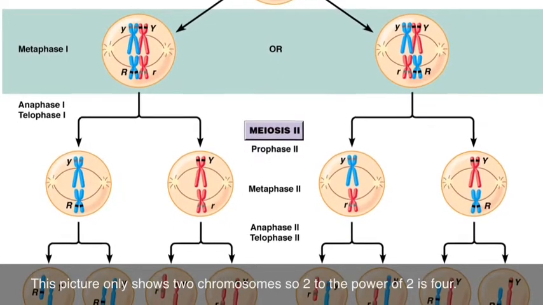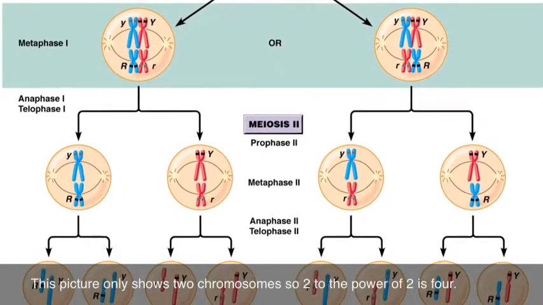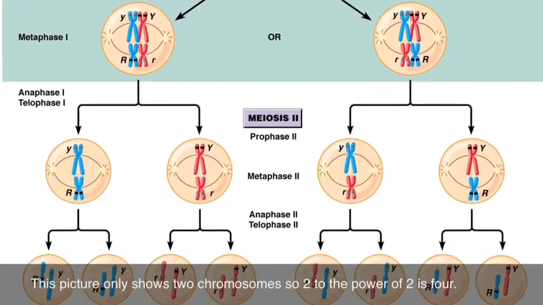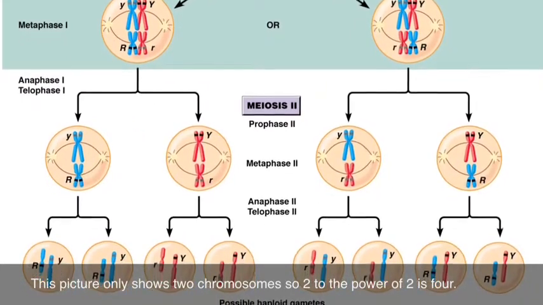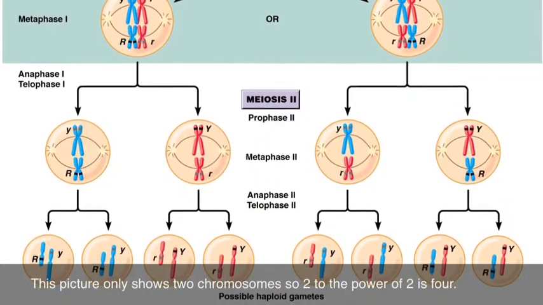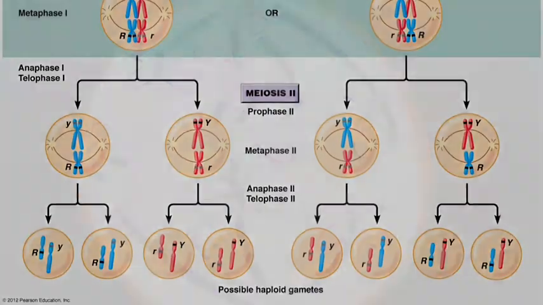Humans have 23 chromosomes, so 2 to the power of 23 is 8,388,608. In this case, n is 3, so 2 to the power of 3 is 8.